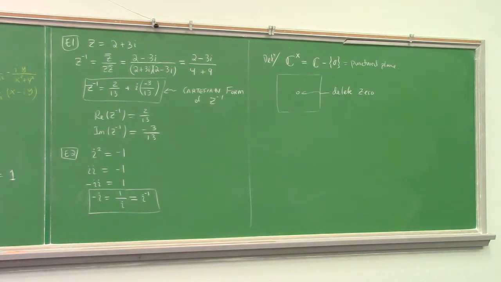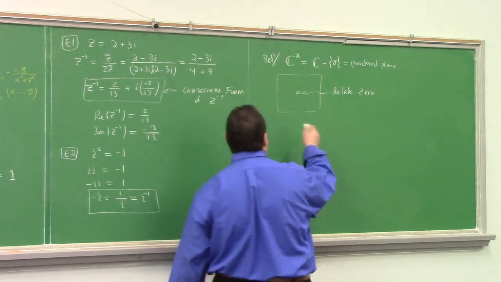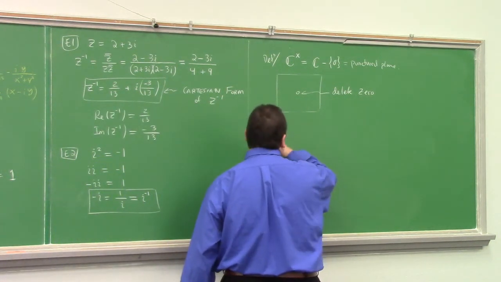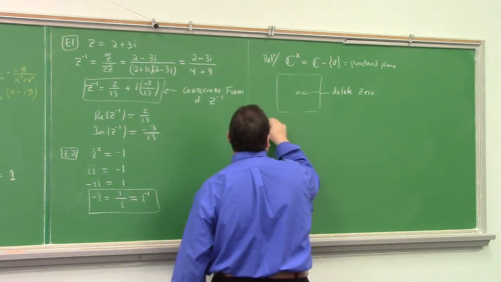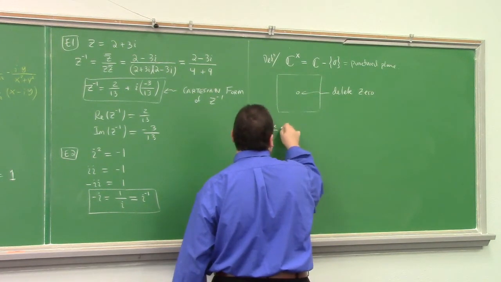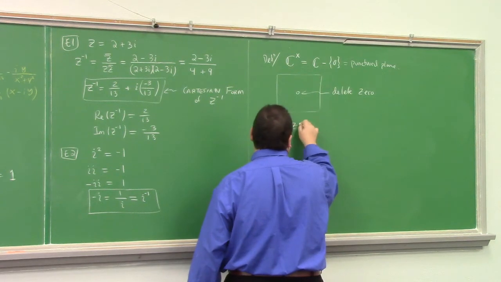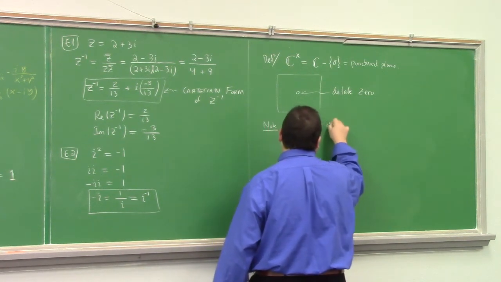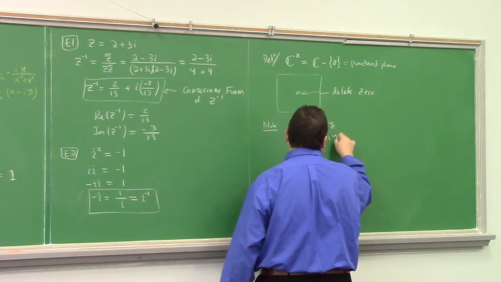What else can we say? Well, there are formulas for the real and imaginary part in terms of x and y. So another thing we should be aware of. I should have really done this earlier. My bad, guys. So z is x plus iy. z bar is x minus iy.